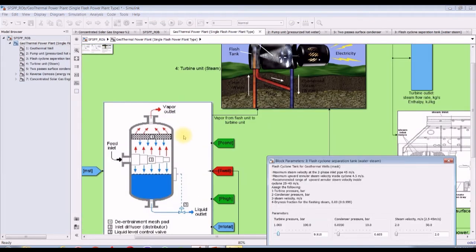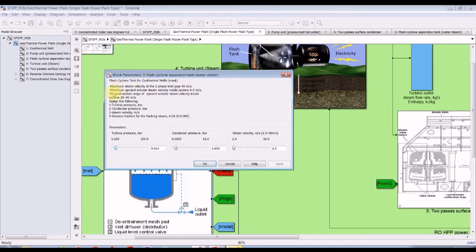For the flash tank, the flash cyclone tank, we can assign here the turbine pressure. I keep it at 9 bars. And the condenser pressure, you can assign the condenser pressure.